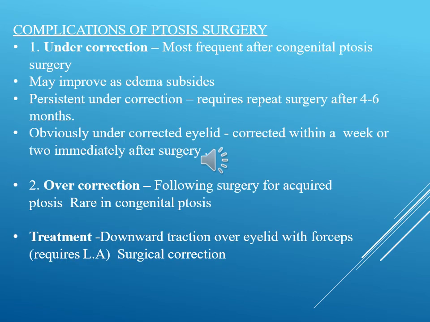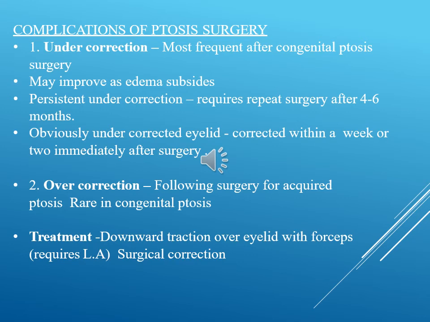Now we move on to the complications of ptosis surgery. So there are various complications which can occur. Firstly, we will start with undercorrection. So the ptosis surgery has been performed, but the ptosis has not fully been corrected. And this is most frequent after congenital ptosis surgeries. This condition may improve as the lid edema subsides. So a wait and watch policy has to be followed.